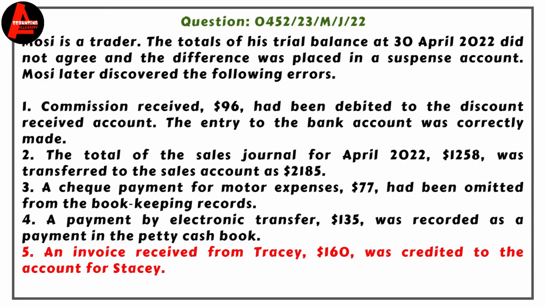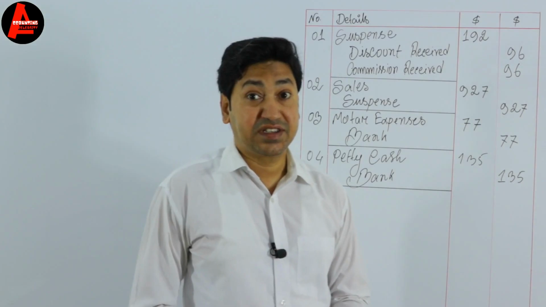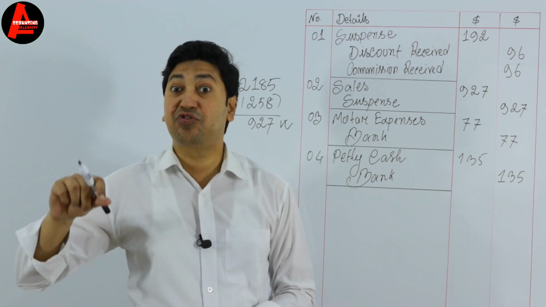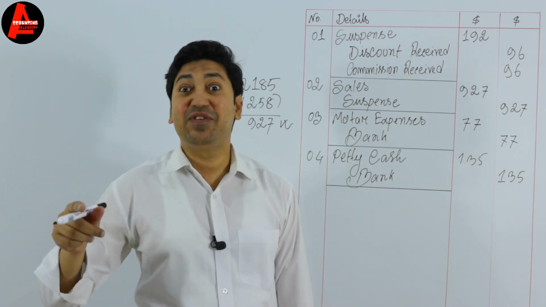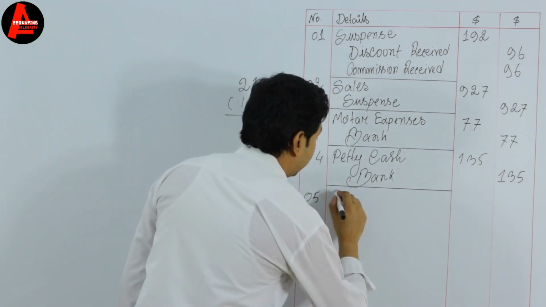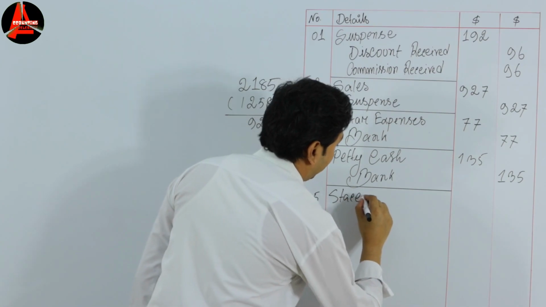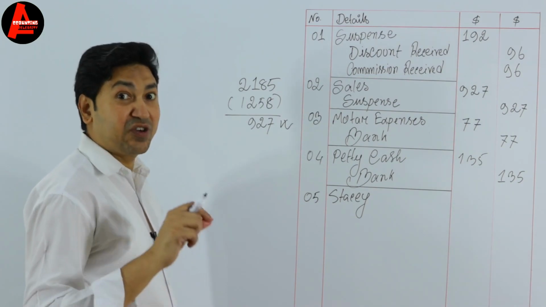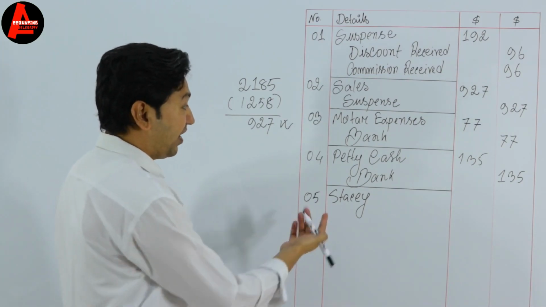Our last transaction now. So here number 5, an invoice received from Tracy, $160, was credited to the account of Stacy. Okay, so Tracy, Stacy, name mistake. So here mistakenly credited to the Stacy account. Okay, Stacy mistakenly credited. So to rectify, it will be now debited. Yeah, very simple to understand. So let us write here Stacy, S-T-A-C-E-Y, Stacy account to be now debited. Okay, because it was mistakenly credited. To rectify now, this account will be debited.